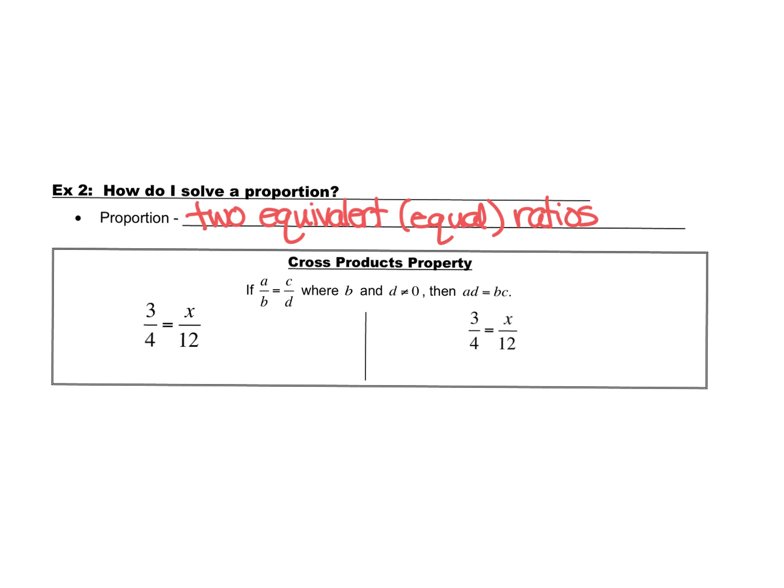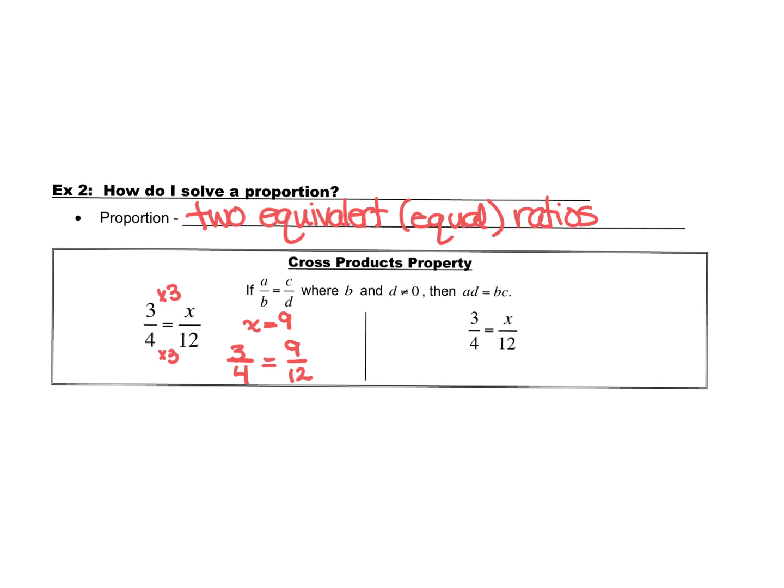Well, to go from 4 to 12, I would have multiplied by 3. And whatever I would have done to one, I would have to do to the other. So if I had multiplied the bottom by 3, I would have to multiply the top by 3. And so then that means that x would be equal to 3 times 3, which is 9, because 3 all over 4 is equal to 9 all over 12, because I multiplied the top by 3 and I have multiplied the bottom by 3.